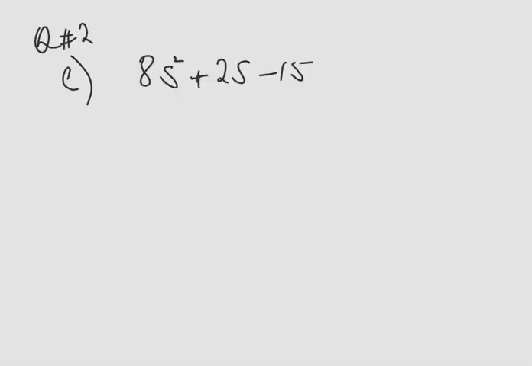Solving the next part in question number 2, that is part E: 8s square plus 2s minus 15. So the same process. 15 multiplied by 8 is 120, and minus multiplied by plus is minus, so it is minus 120, and the middle term is plus 2. So find two numbers whose multiplication gives us minus 120 and whose addition or subtraction gives us 2.